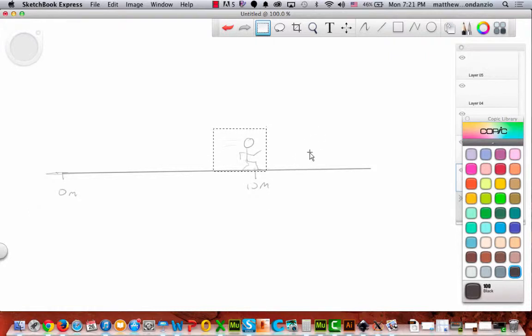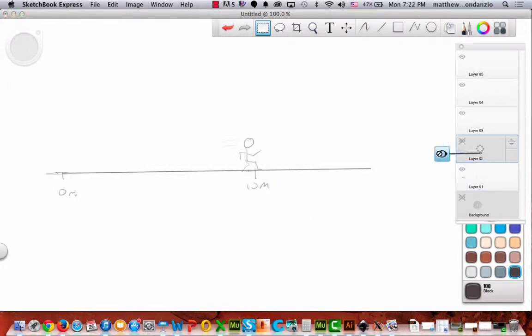When we think about it in terms of two people, let me get rid of this and go into a different layer. We're going to have him here, and this is racer A, and I'm going to have racer B, and he's going to be here. There you go. Here's my racer B.